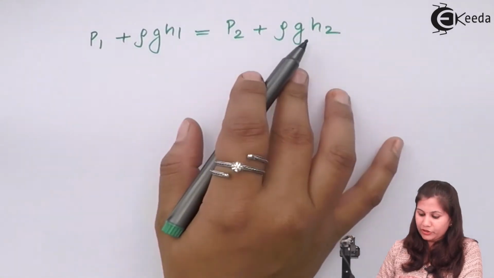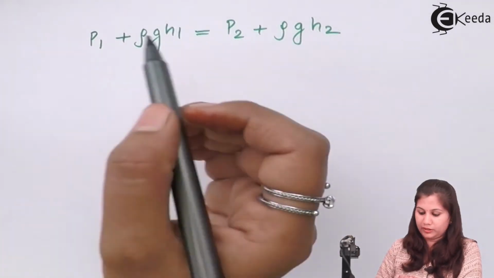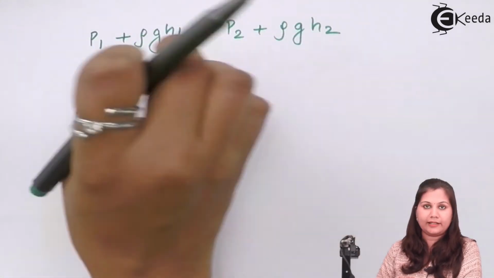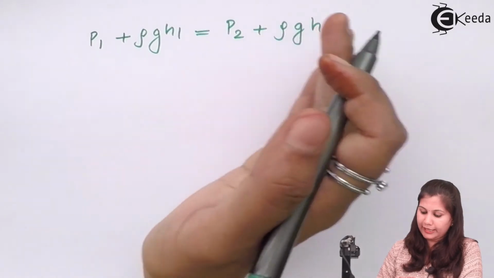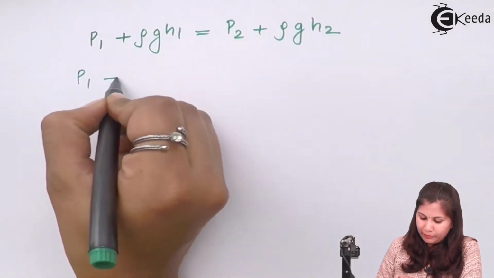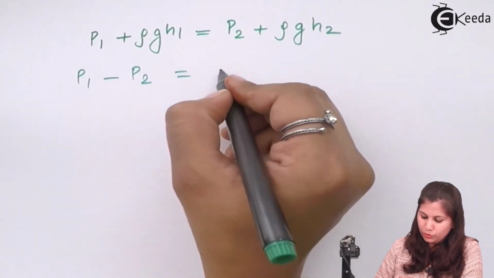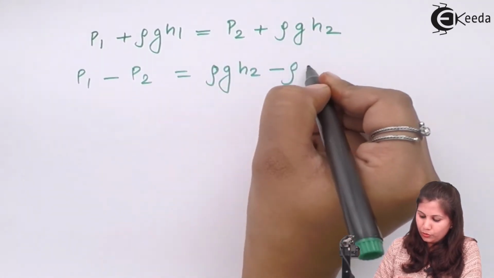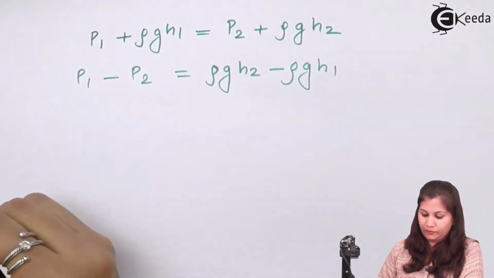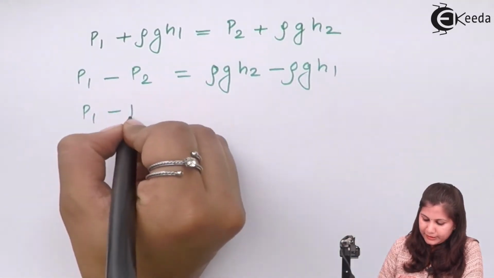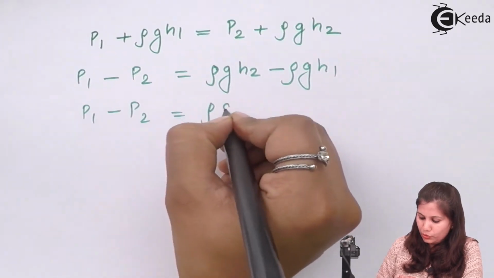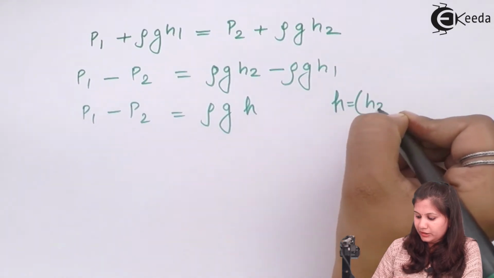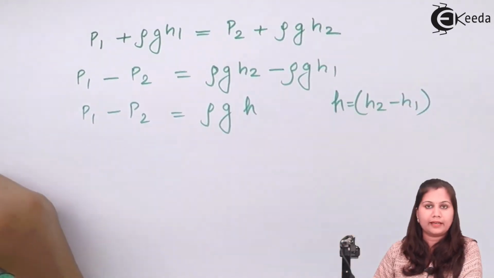So from this equation, if we bring the pressure terms on one side and the density and acceleration due to gravity terms on the other side, we will get P1 minus P2 equals rho GH2 minus rho GH1. Or we can say P1 minus P2 is equal to rho GH, where H is the difference in the height, H2 minus H1.